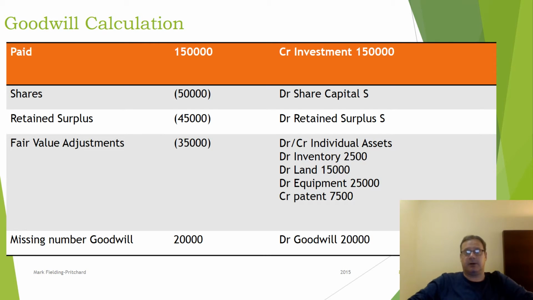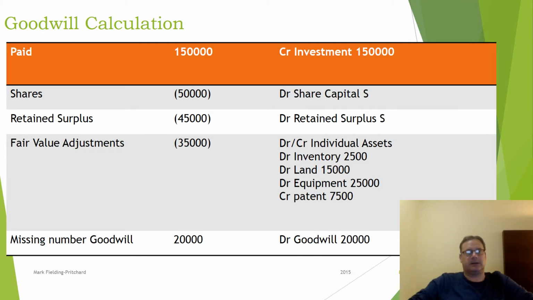There's a missing number. We paid 150, we got 130. So what does the missing number relate to? The missing number, therefore, is your goodwill. So your goodwill is 20,000.